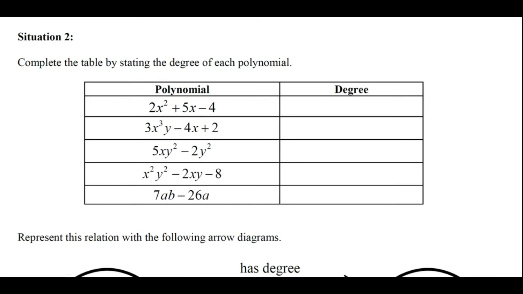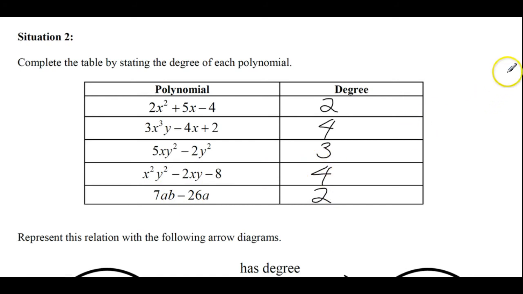Situation 2, complete the table by stating the degree of each polynomial. So the degree is the term of highest degree, so degree 2. This is of degree 4, and 1 and 0, so degree 4. This is of degree 3 and degree 2. This is of degree 4, degree 2, degree 0, degree 2, degree 1.